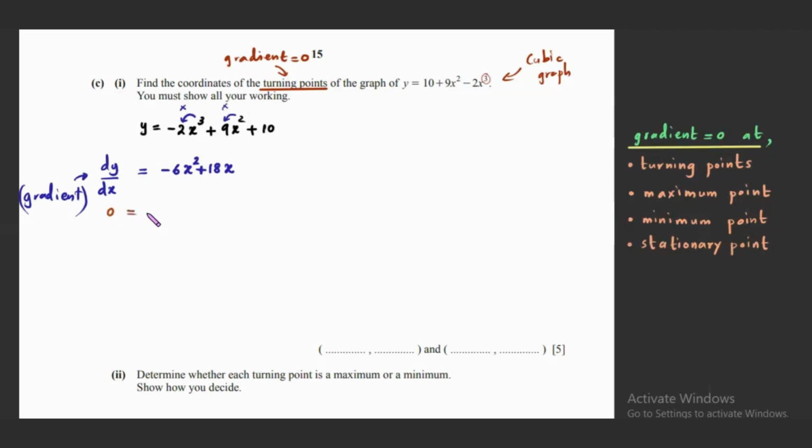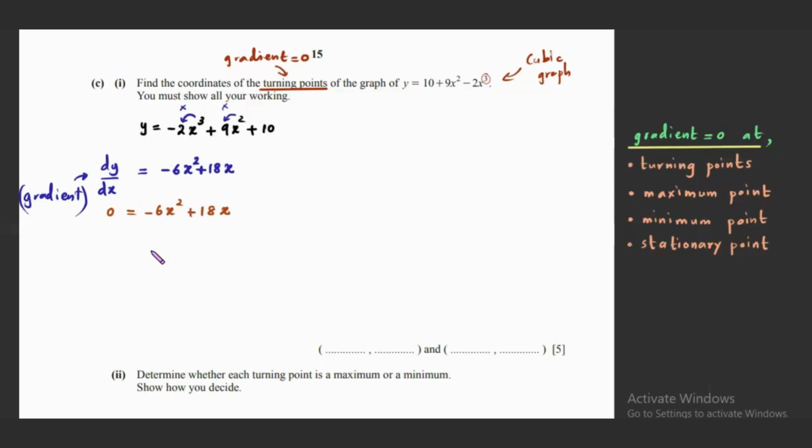So this 0 will be equal to minus 6x squared plus 18x. Now I need to solve this. I need to factorize this, because only then I can find what x is. So I can even make use of the quadratic formula. That's absolutely fine. We will still end up getting the same answer. I'm going to make use of the factorizing method here. So I'm going to factorize this.